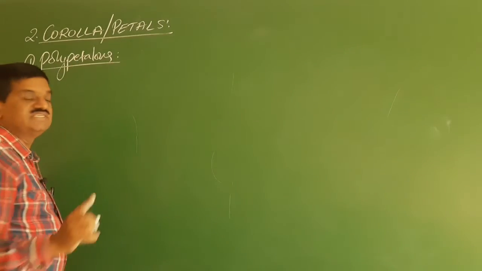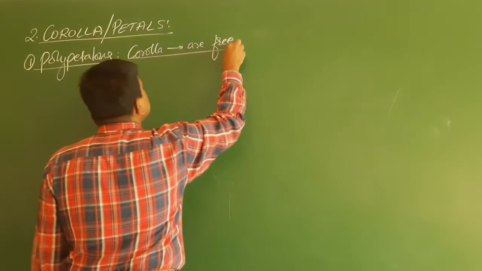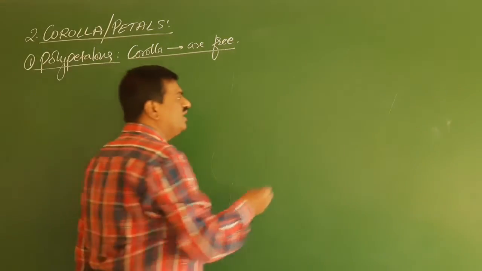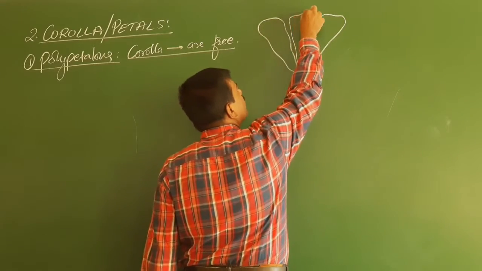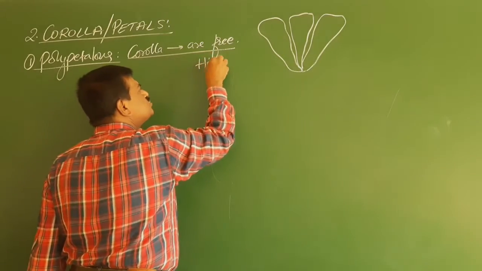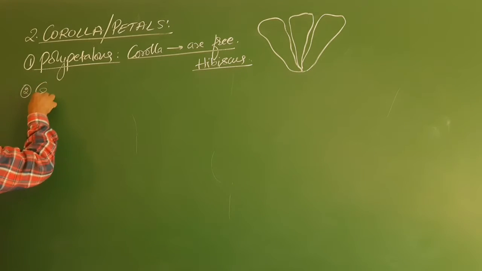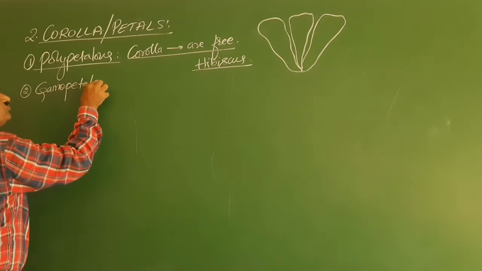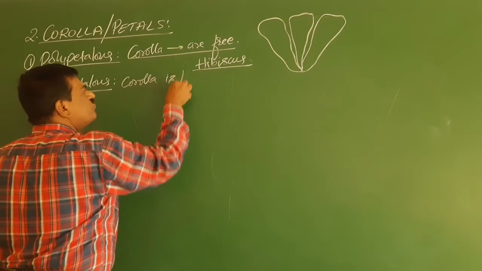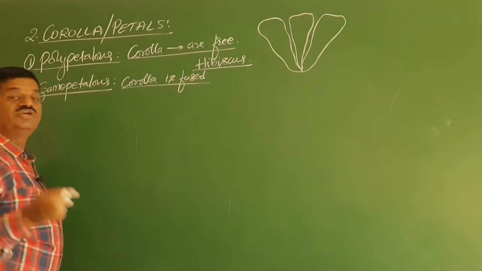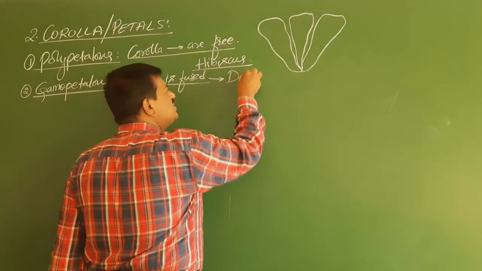The word polypetalous means the corolla petals are free. So in polypetalous, petals are free. Only at the base are the petals attached, whereas all the petals are free. This can be noticed in hibiscus. In hibiscus, we can see petals are free. So we go for the second one called gamopetalous. The word gamo means fused. So here the corolla is fused, united. This can be noticed in many flowers. One of these is datura.